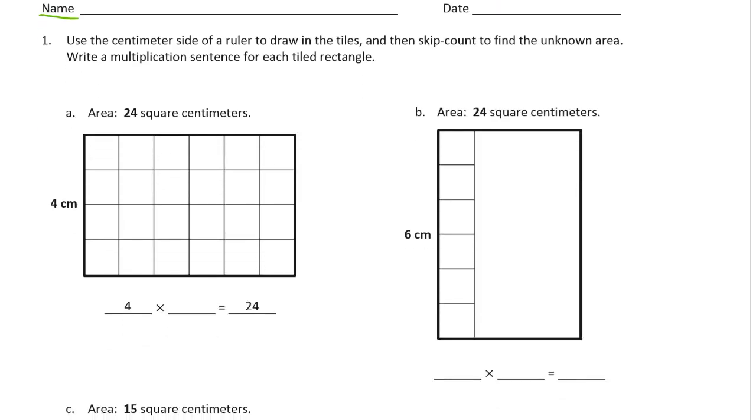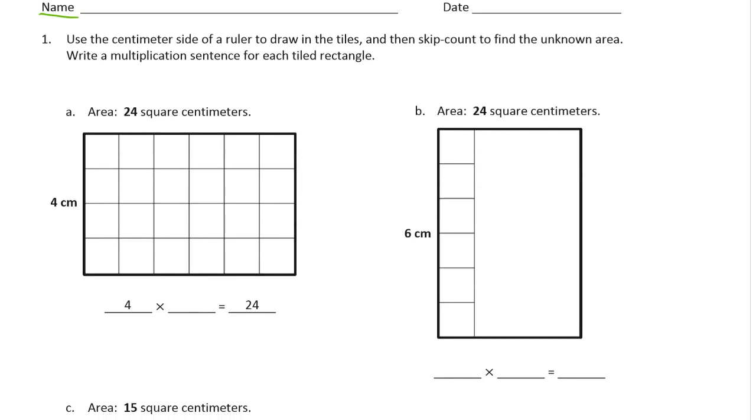And we're using the centimeter side of a ruler. That's the side. You may have a ruler that has centimeters and inches. We're going to use the side that has centimeters to draw in the tiles and then skip count to find the unknown area. It says write a multiplication sentence for each tiled rectangle.